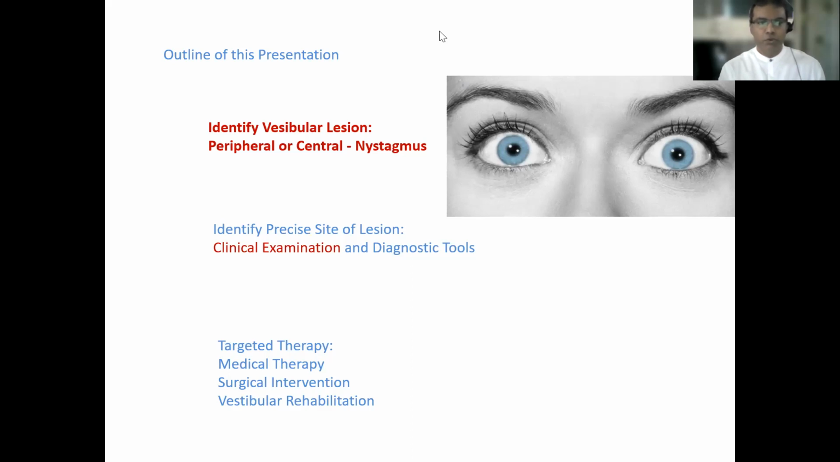And of course, we want to identify exactly where the lesion is with our clinical examination. And of course, we augment this with certain diagnostic tools. The later aspect on therapy I will talk about in my final lecture. And many of these things will be elaborated in further detail by other speakers.